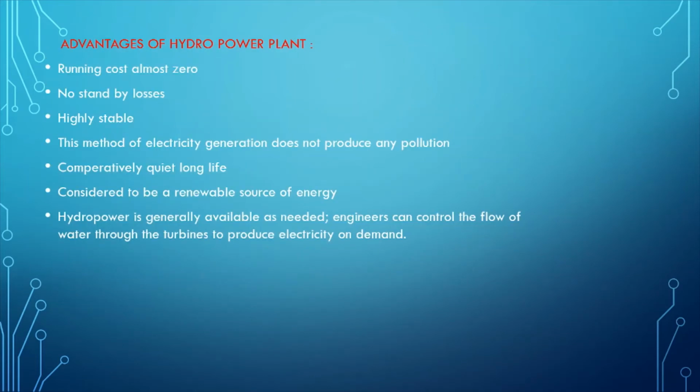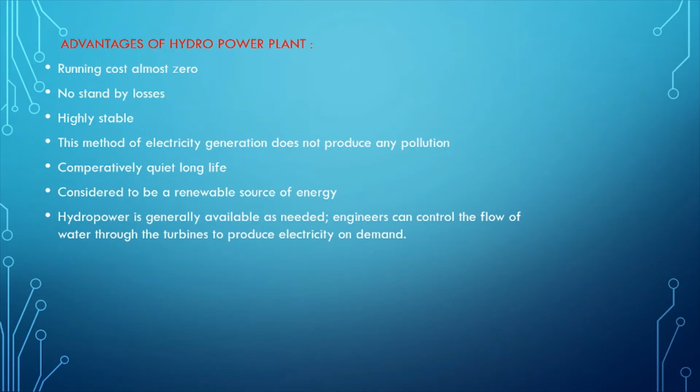Let's continue. I will start with the advantages of hydropower plants. The first one, running cost almost zero. The second one, no standby losses. The third one, highly reliable. It means exactly the output of electricity can be adjusted. If energy demand is low, water can be averted from the turbines and less energy will be produced. The opposite is true. If more energy is needed, more water can flow into the plant for electricity production.